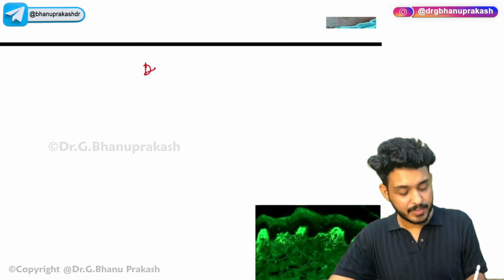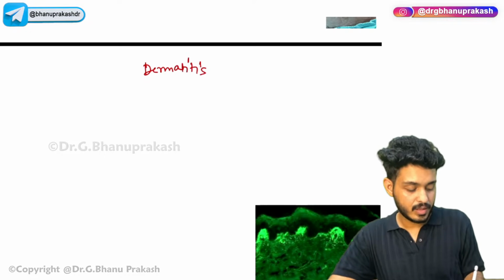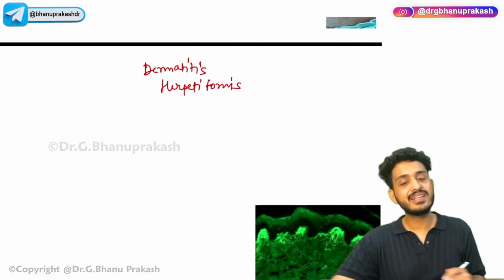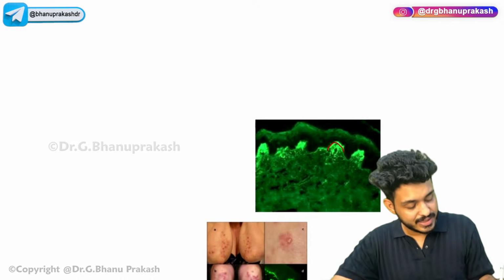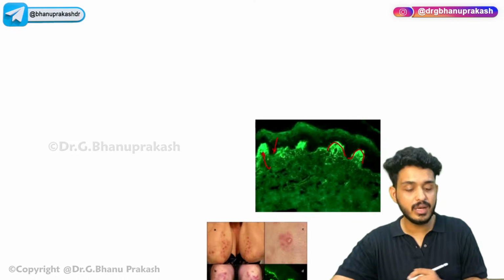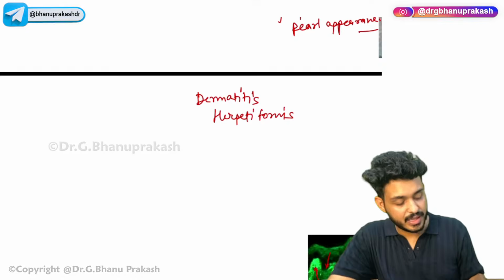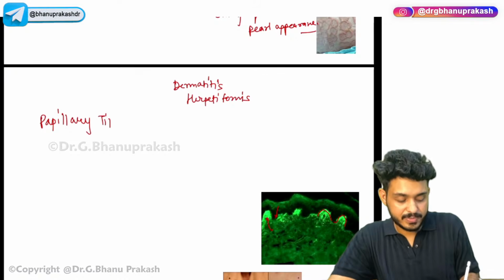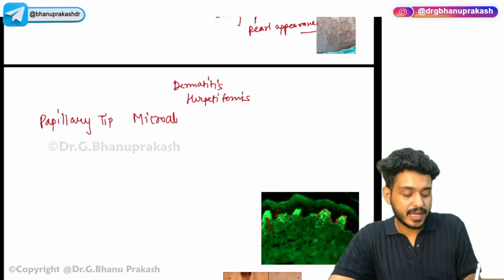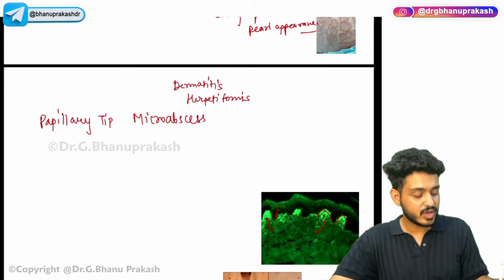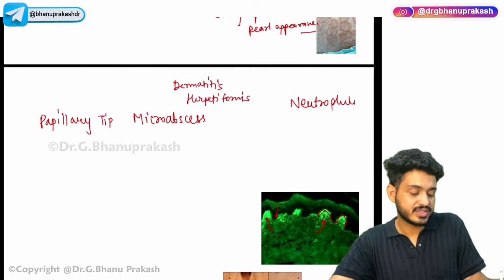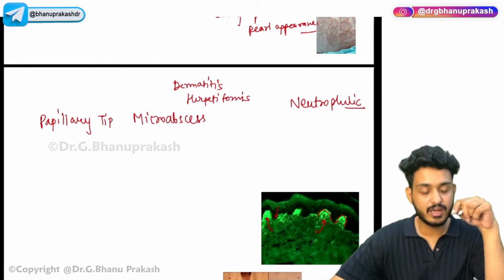Next we are having dermatitis herpetiformis. We have already seen in dermatitis herpetiformis you will be finding this dermal papilla. Now you understood this is your rete, and the part which is going upward, that is your dermal papilla. In dermatitis herpetiformis you will be having papillary tip microabscess. Basically what is happening, you will be having neutrophilic infiltration, as we have already discussed in the microabscesses.